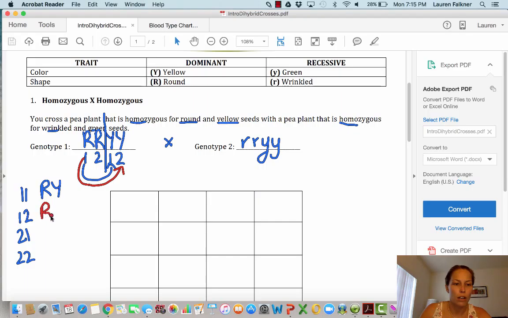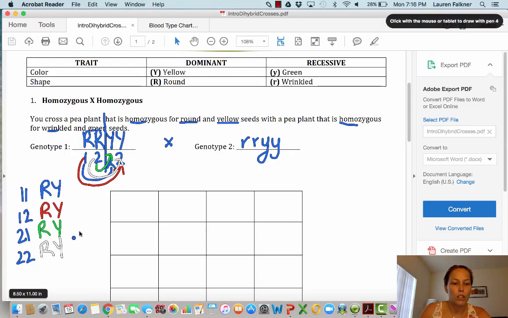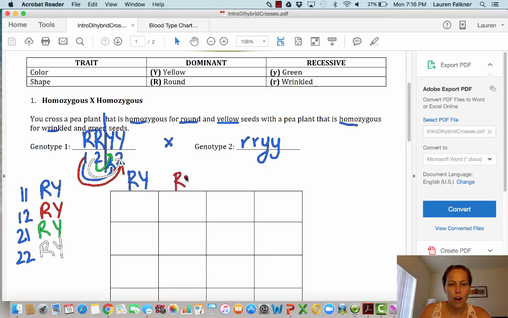So we're going to have an R, capital Y. And then for 21, we're going to go from the 2 here to the 1 on this side. So again, capital R, capital Y. And then last but certainly not least, we go 2 to 2, and we're going to do a capital R, capital Y. I know it's white, it's not perfect, but we got our different combinations. And then we're going to put 11 here, so R, Y, 12 here, R, Y, 21 here, R, Y, and 22 here, R, Y.